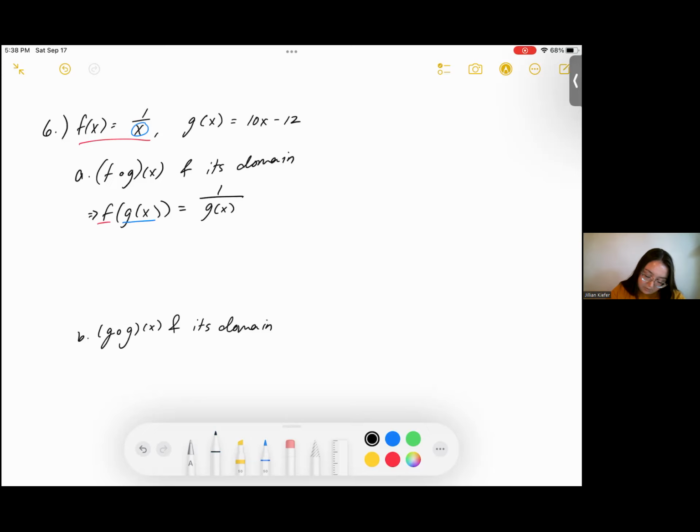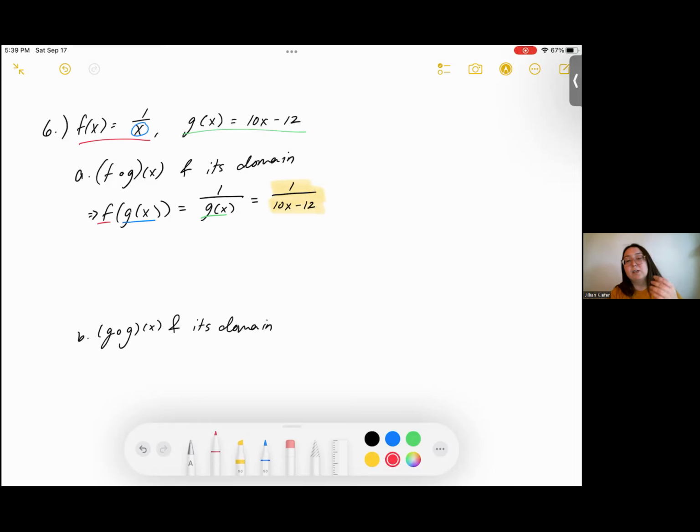And then we know what g of x is. It's 10x minus 12. So we're going to replace g of x with its actual formula, 10x minus 12, and we get 1 divided by 10x minus 12. And that is our function f of g of x. So for finding the composition function, this would be our answer. The next part is that we want to find the domain.